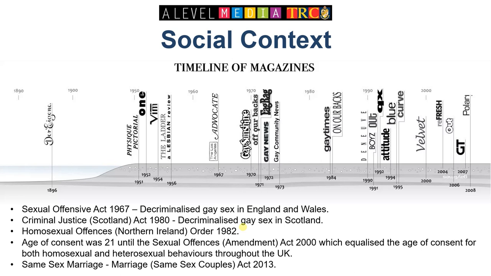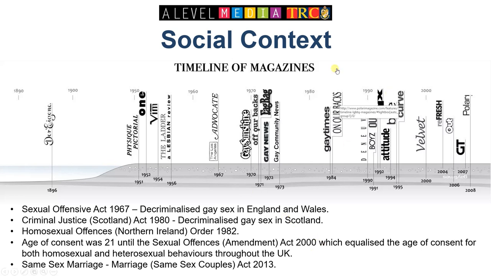That, of course, has radically changed in the last 20 years. The age of consent was 21 for gay men until the Sexual Offences Amendment Act of 2000, which finally equalised the age of consent for both homosexual and heterosexual behaviours throughout the UK at 16. So, it's only been for the last 19 years they've had that level of equality. And the Same-Sex Couples Act, what it's called, wasn't enacted until 2013. So it's literally only been 7 years since gay men and lesbians as well have had full equality. So let's not forget that we're talking about a culture that has been very much oppressed.